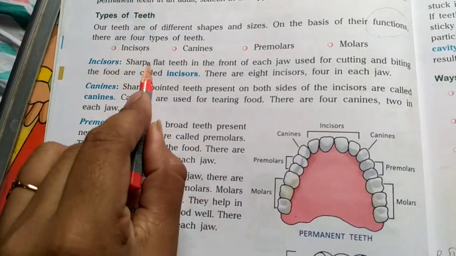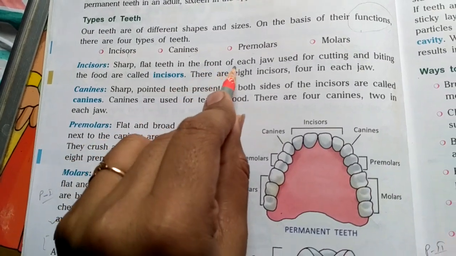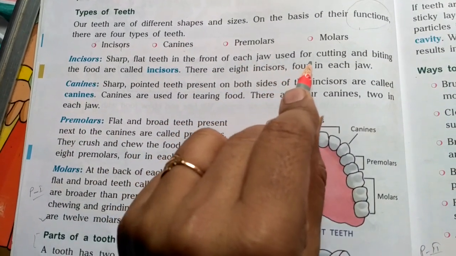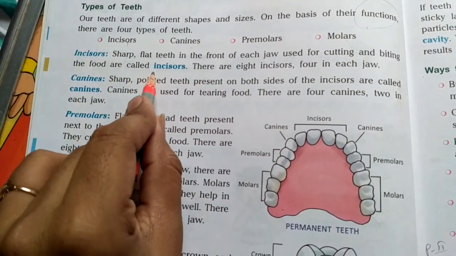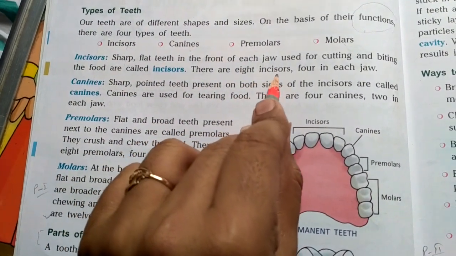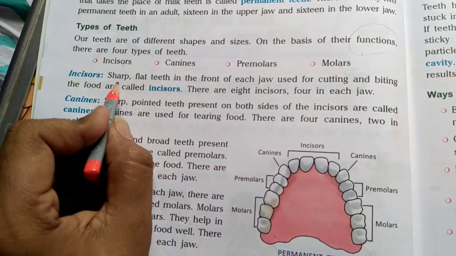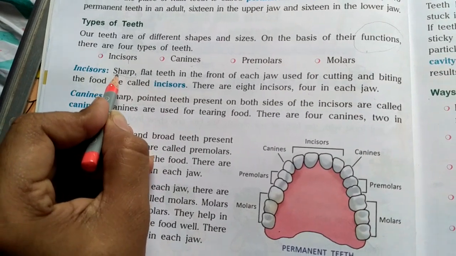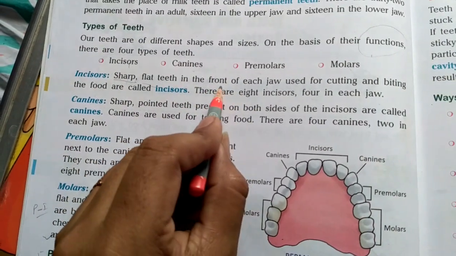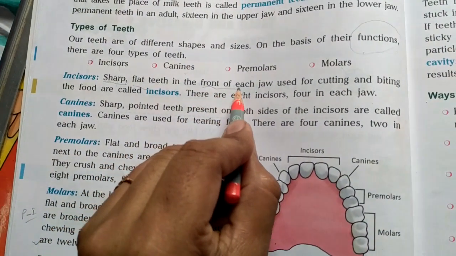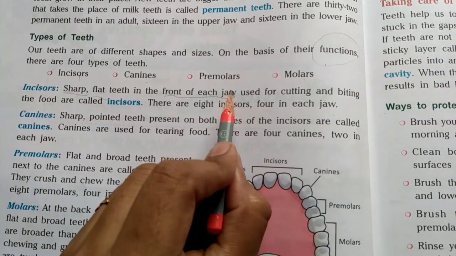Okay. So incisors are sharp, flat teeth in the front of each jaw, used for cutting and biting the food. They are called incisors. There are 8 incisors, 4 in each jaw. What is important about incisors to learn? How they look: they are sharp, flat teeth. Where are they present? They are present in the front of each jaw. How many jaws do we have? We have 2 jaws, upper jaw and lower jaw.